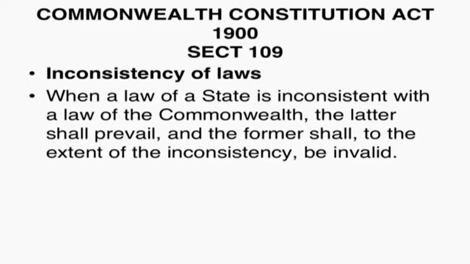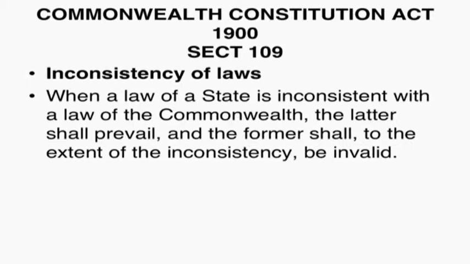To the next problem. Section 109. When a law of a state is inconsistent with the law of the Commonwealth, i.e. you have the Crown in the Commonwealth, but you have the Crown out of the state, you now have a law that's in conflict with the Commonwealth Constitution, which then says the latter shall prevail and the former shall, to the extent of the inconsistency, be invalid.